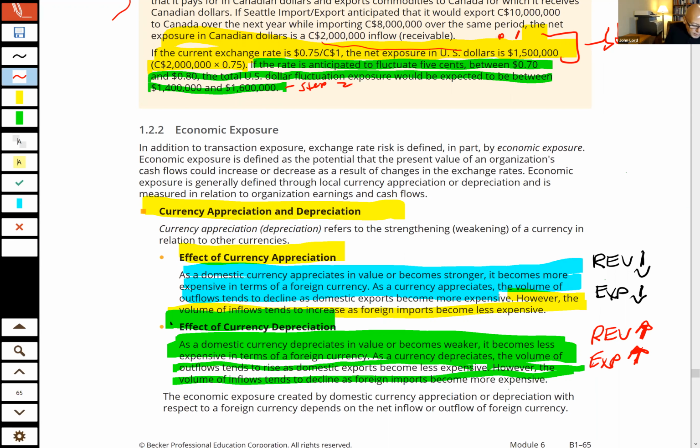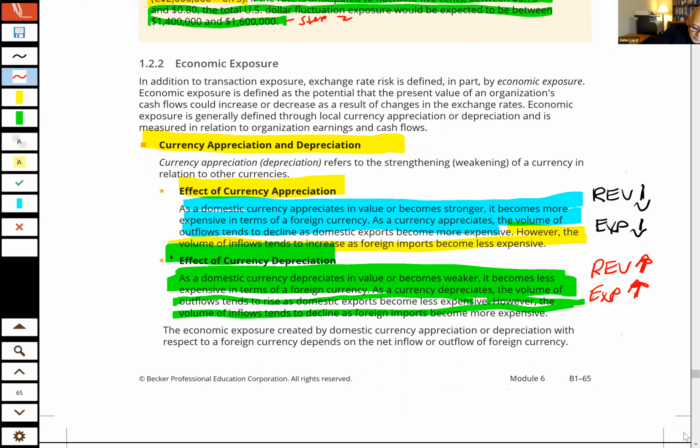Okay. Now, flashcard down here: the economic exposure created by domestic currency appreciation or depreciation with respect to foreign currency depends on the net inflow or outflow of the currency. And that's how you would ultimately figure out what the economic exposure is that's created.